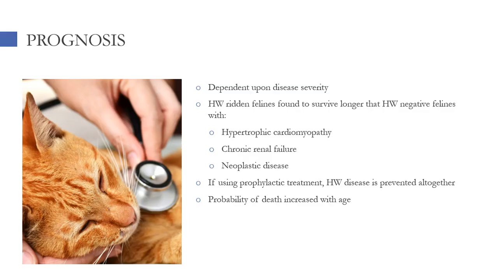Prognosis of feline heartworm disease is dependent upon disease severity. However, despite heartworm disease, heartworm-ridden felines are found to survive longer than heartworm-negative felines diagnosed with hypertrophic cardiomyopathy, chronic renal failure, or neoplastic diseases, although the probability of death does increase with age. Prophylactic treatment, especially within endemic areas, reveals the best prognosis, as contraction of heartworm disease is prevented altogether.